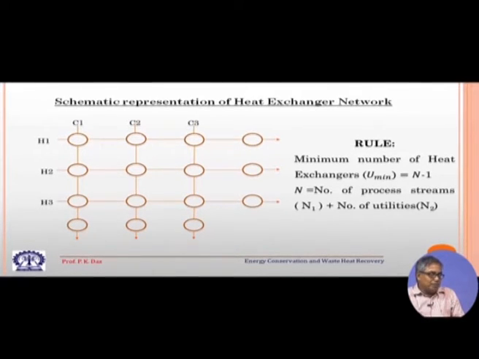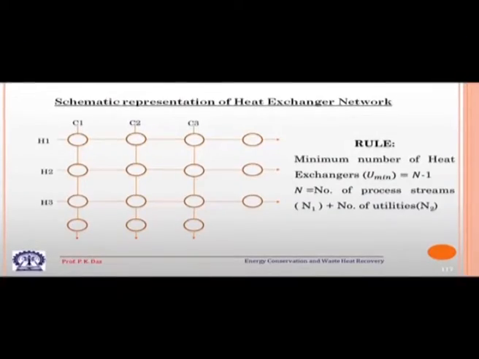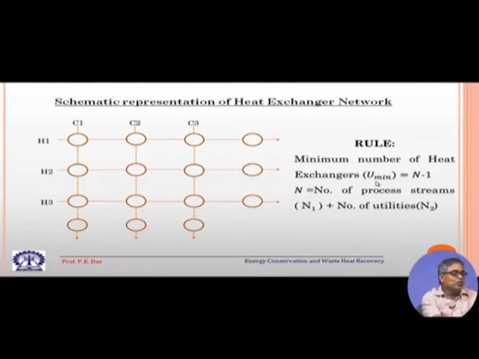Now, this is a problem of combinatorics, how we match these hot streams and cold streams, so that the minimum number of heat exchangers are there and minimum usage of utilities are there. And there is a rule that the minimum number of heat exchangers, U minimum, is n minus 1, where n is the number of process streams plus number of utilities. So, from there we get the minimum number of heat exchangers.